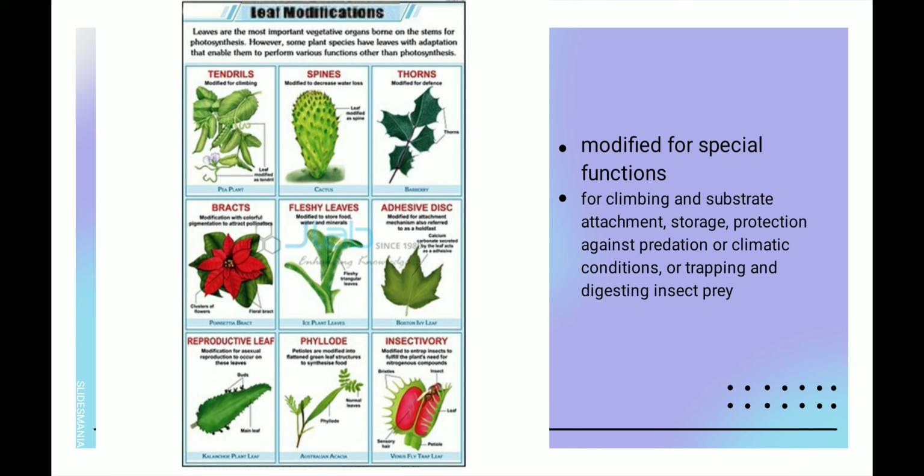And then next is the leaf pitcher. In the leaf pitcher, the lamina of the whole leaf is modified into a lid known as the pitcher, which traps insects to fulfill the need of nitrogen, like for example the Nepenthes.